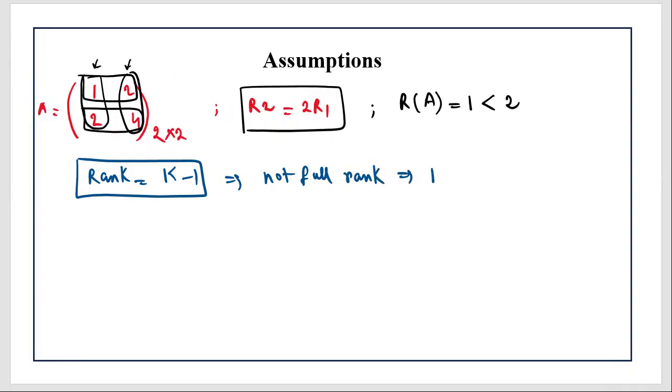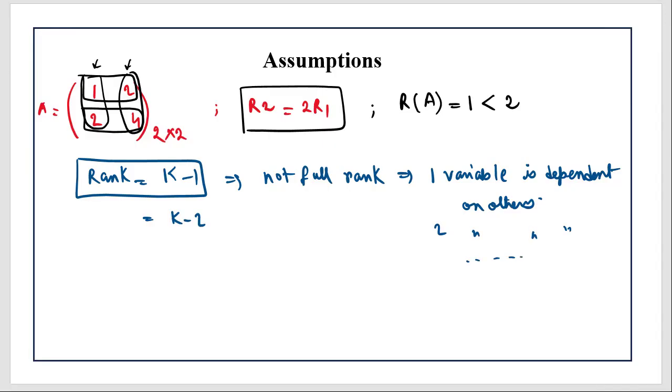which basically means at least one variable is dependent on others, right? Similarly, if you write k minus 2, then you will have two variables that are dependent on the others, right? In a similar fashion, it will continue whenever you take rank less than k. So X will have the problem of multicollinearity.